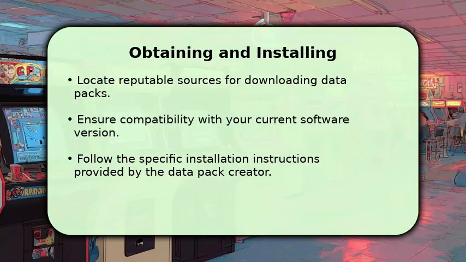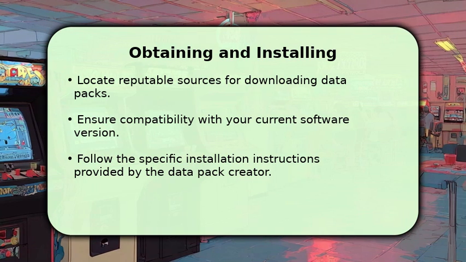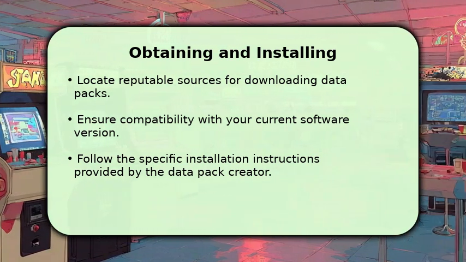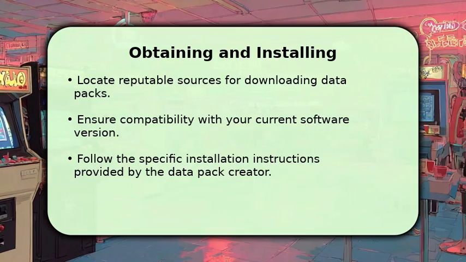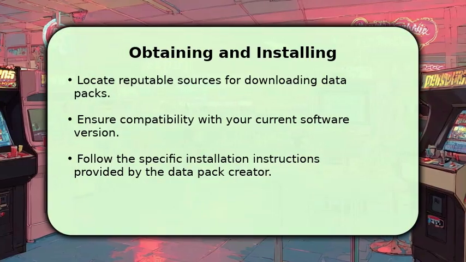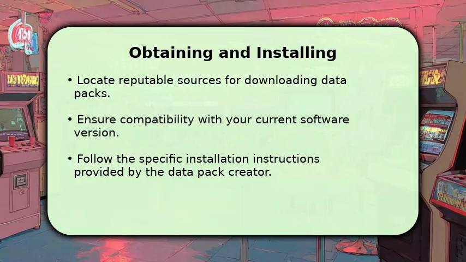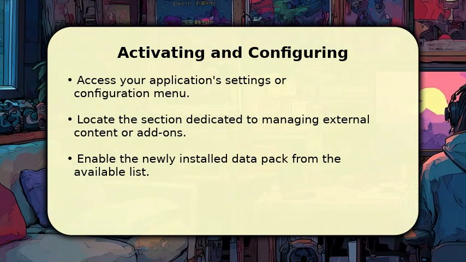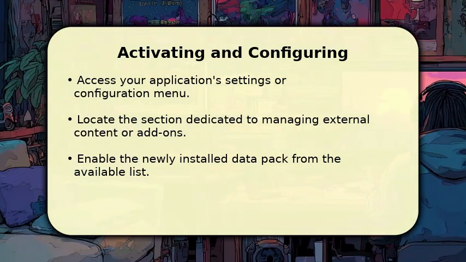Installation usually involves placing the downloaded files into a specific directory within your application's root folder. This process is often straightforward, requiring just a few clicks and drag-and-drop actions, but always refer to the creator's instructions for precise guidance. With your data pack installed, the next crucial step is activation and configuration.